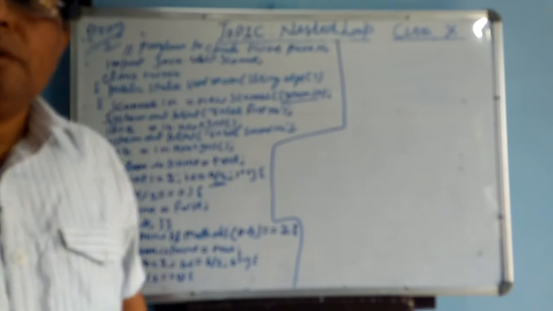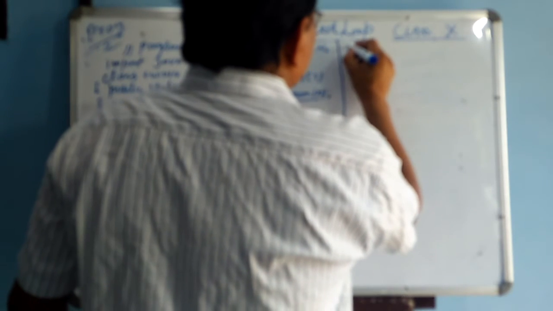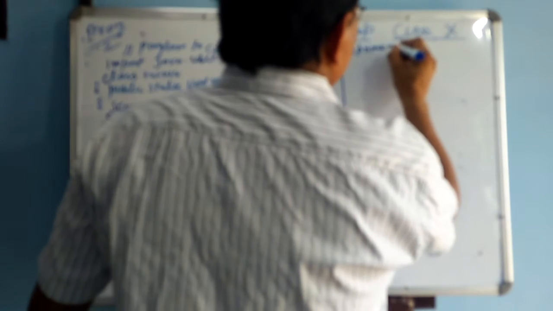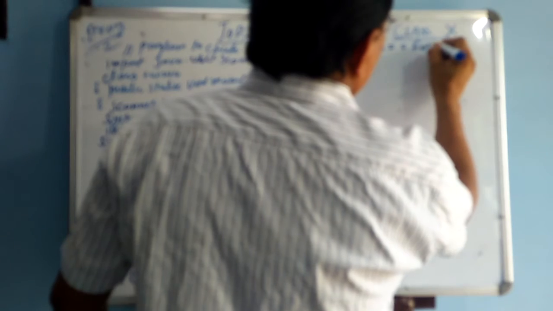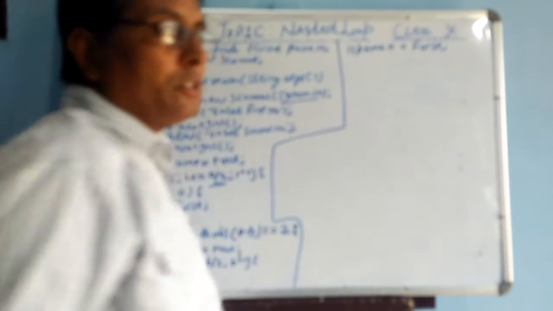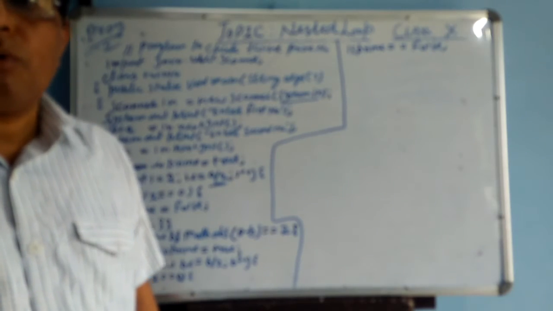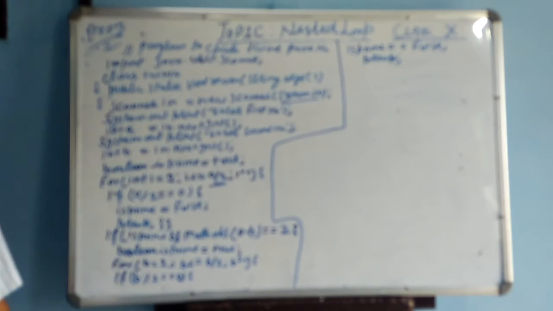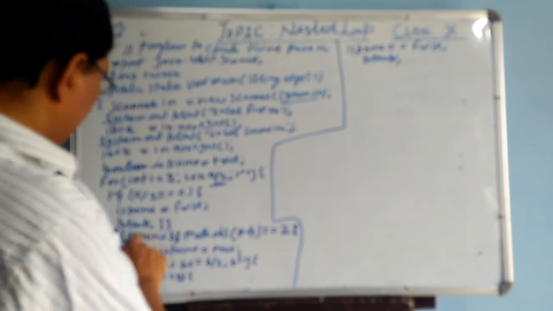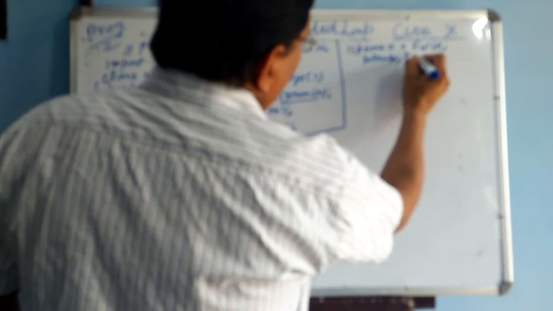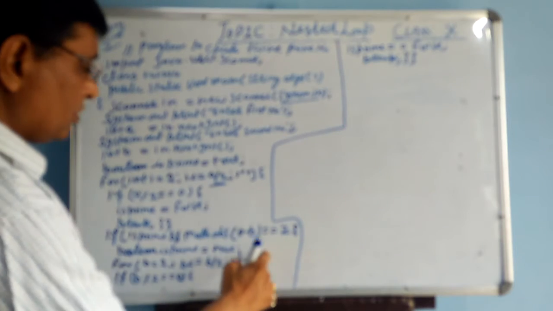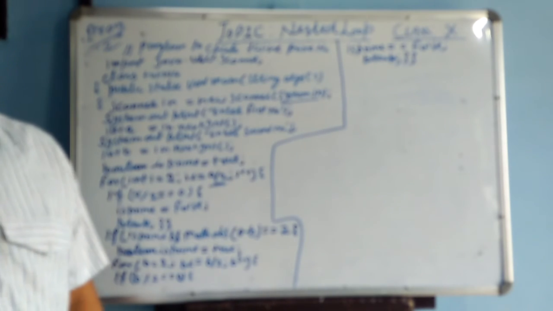So now is prime is equal to false. So now the program will break. Clear? Now after that, same, it will be closed. These two curly brackets will be closed. Now what we have to do?